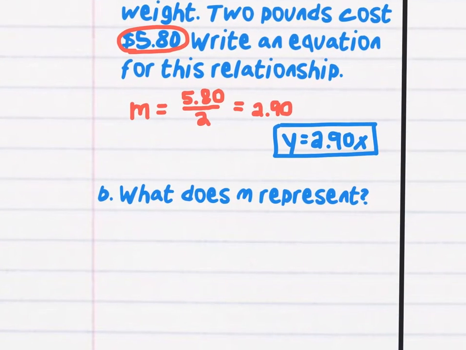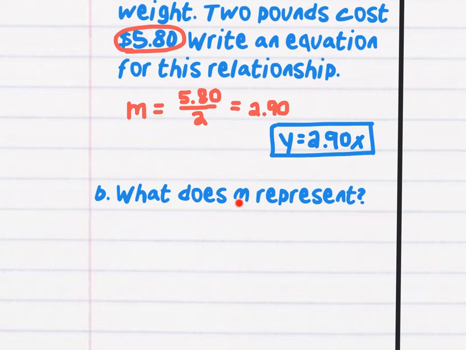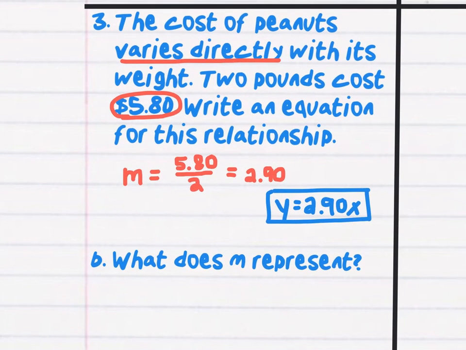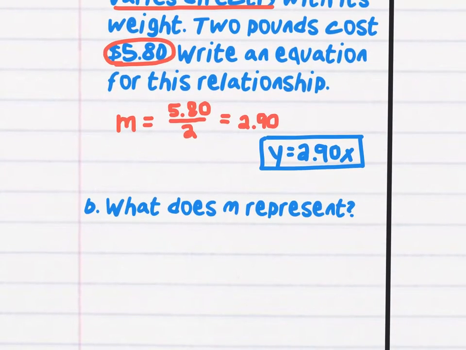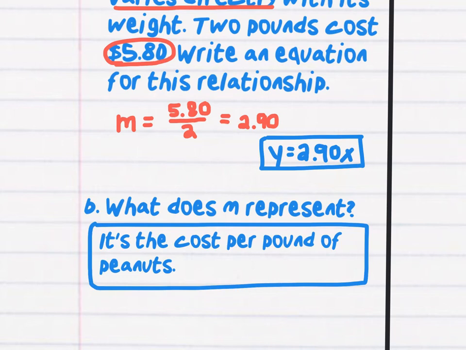And now for part B, we're going to talk about what the m represents, the constant rate of change, in this case right here. So the 2.90, if it asks you what it represents, they want you to explain what it means in terms of the problem. If you look at the problem above, it says that it's 2 pounds for $5.80. And when we took the cost and divided it by 2, we found it's 2.90. So this here is the cost per pound. So we're going to go ahead and just say it's the cost per pound. You can write it as a complete sentence: it's the cost per pound of peanuts.